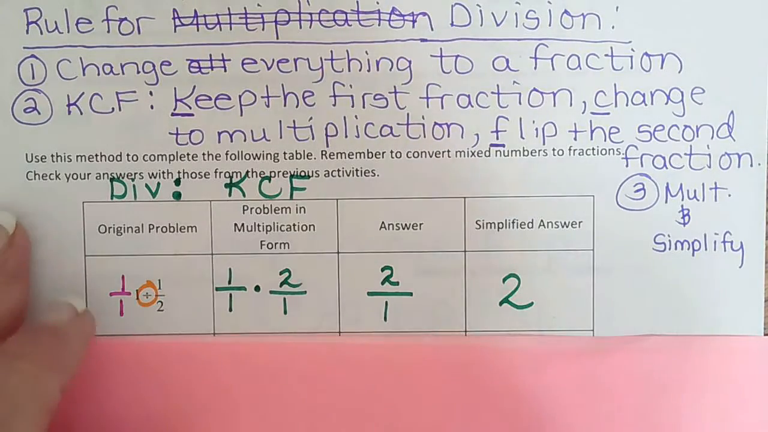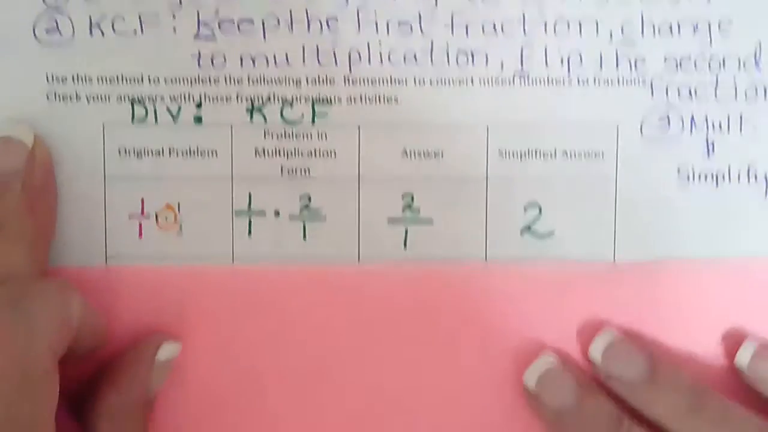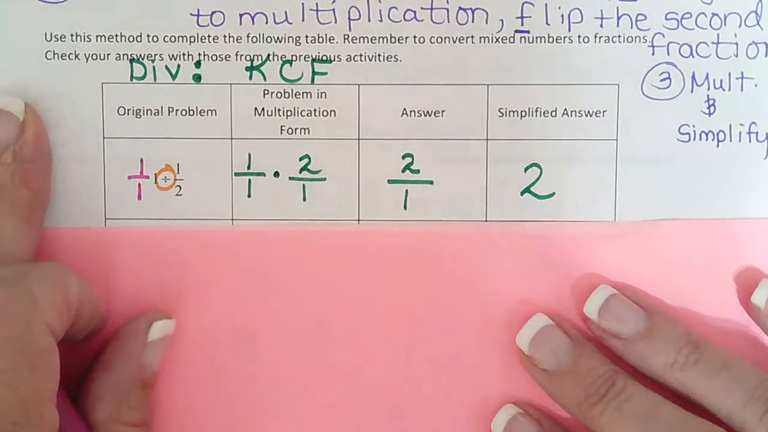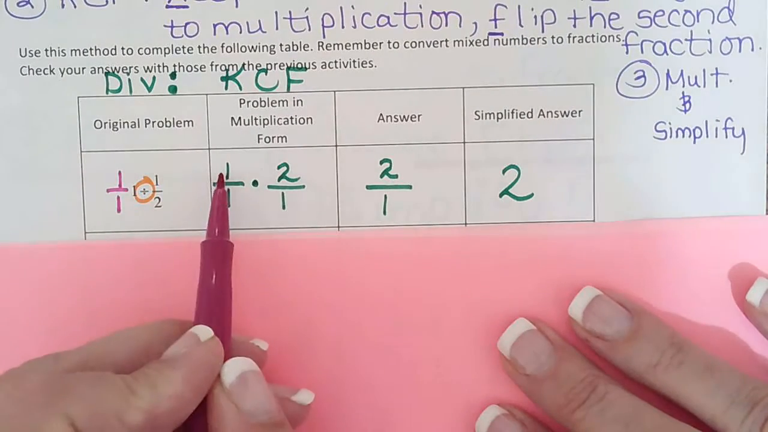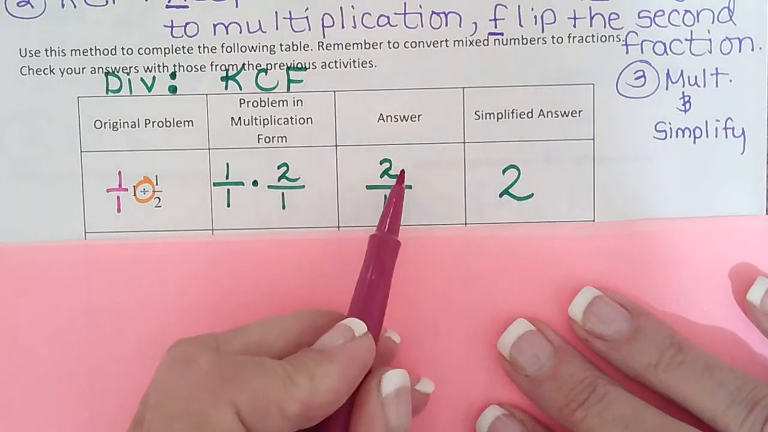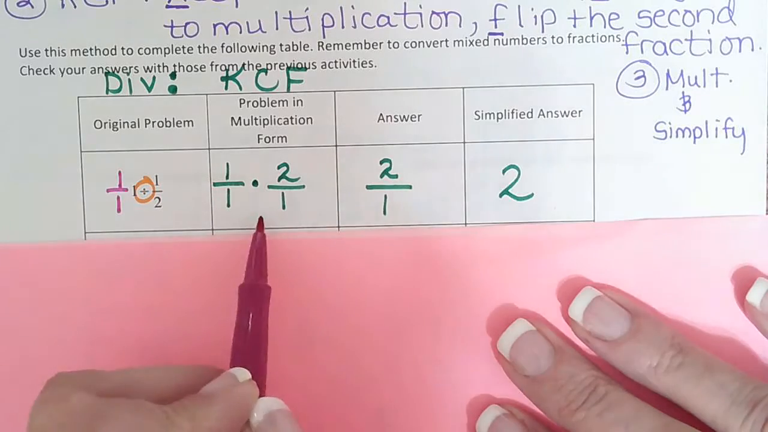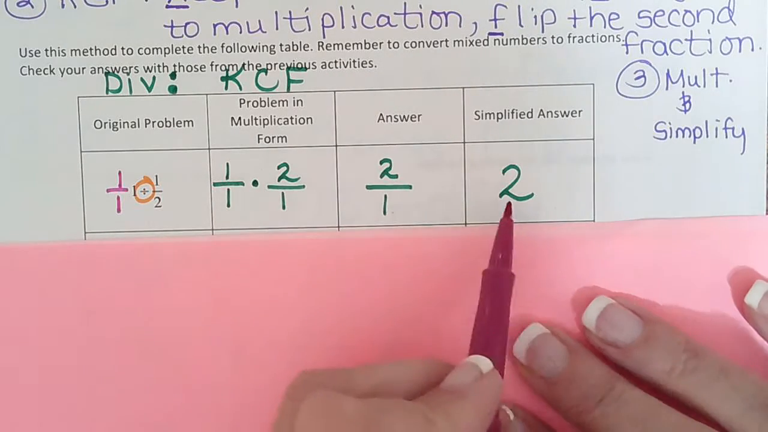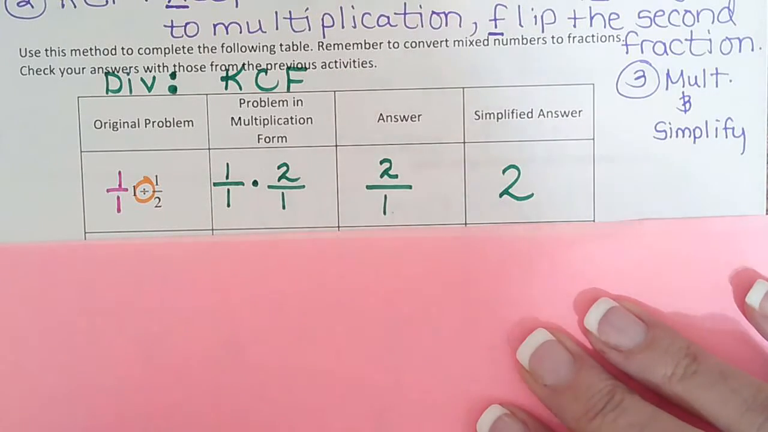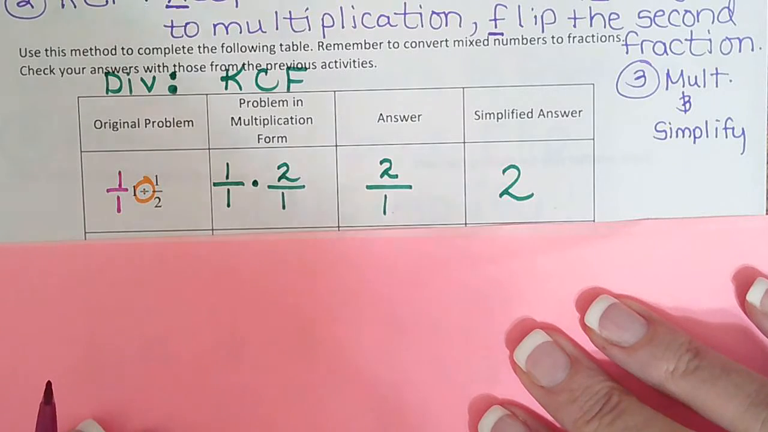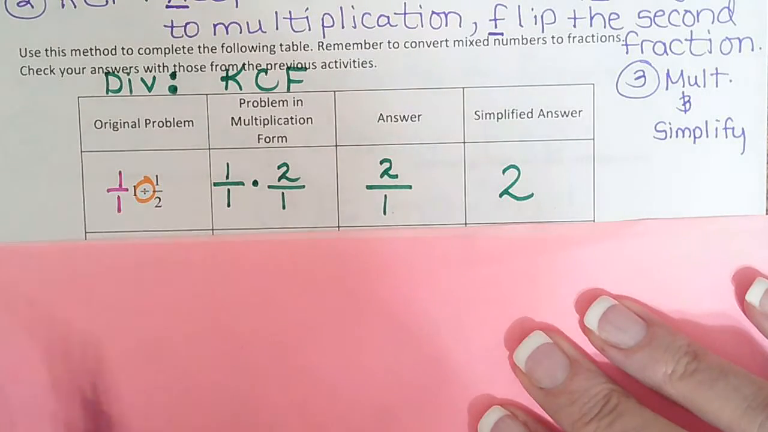Now it's just a multiplication problem, so we get to follow what we did in the last section in lesson 6. Multiply straight across. 1 times 2 is 2, over 1 times 1 is 1, and then simplify. 2 divided by 1 is 2. So keep, change, flip after we've made them both fractions.